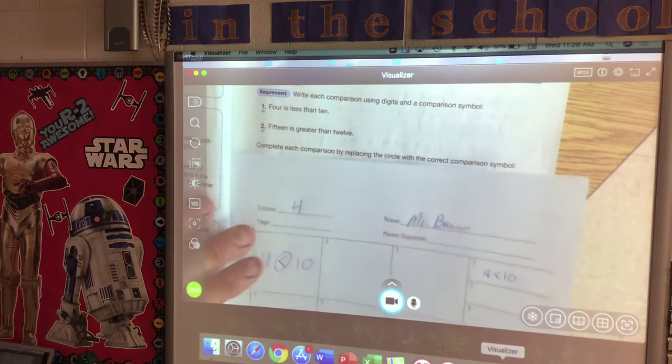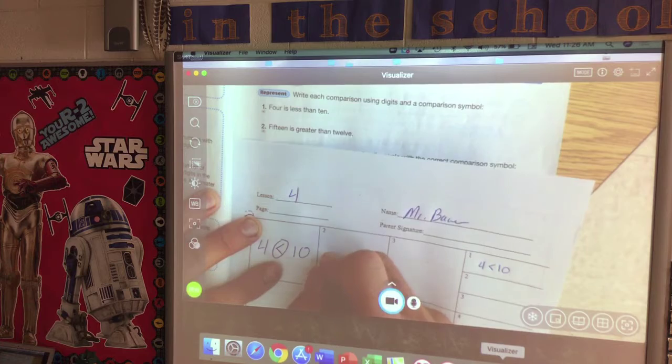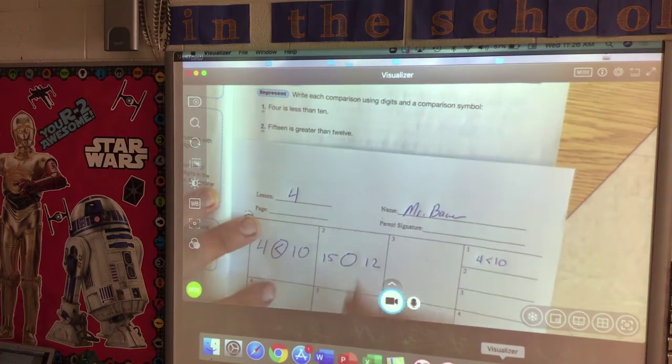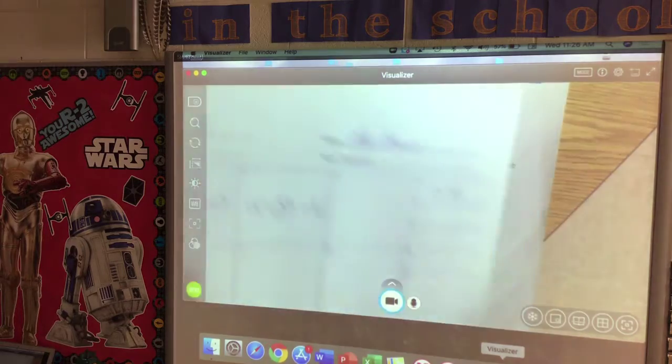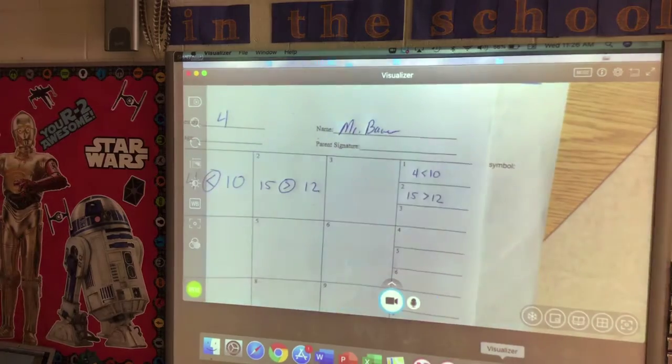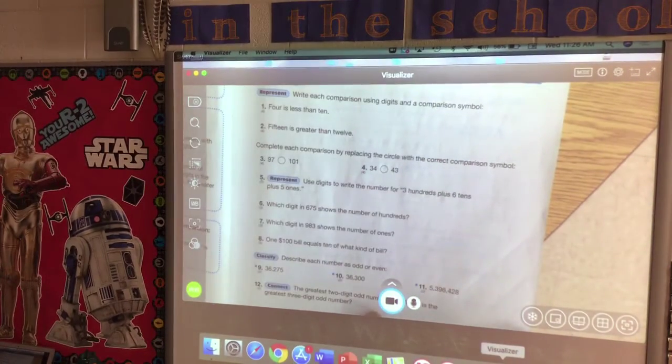Take a look at number 2. 15 is greater than 12. 15 compared to 12. 15 is greater than 12. Okay? A couple from the first page.